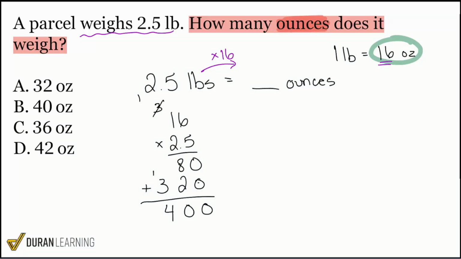My party people, how many decimal places are we going to bring back? Yeah, just 1 decimal place. There's none here at the top, 1 right there on the bottom. So we'll bring 1 back. And there we are. We'll have 40 ounces here at the end. Booyah. So the correct answer for this problem is going to be B, 40 ounces.